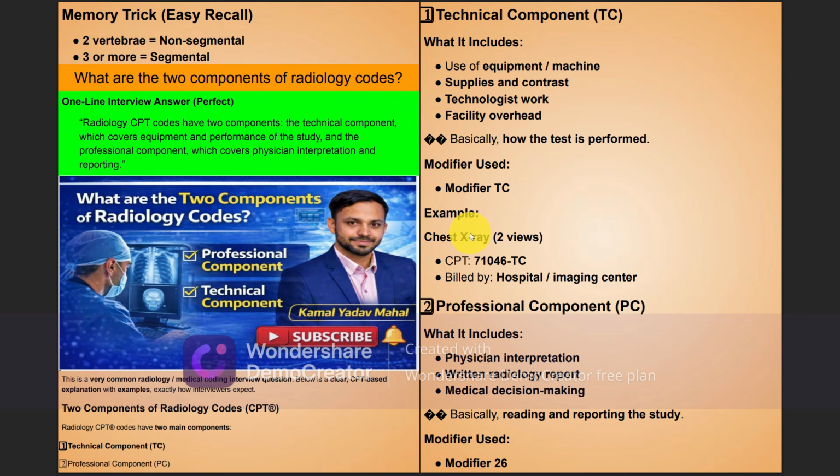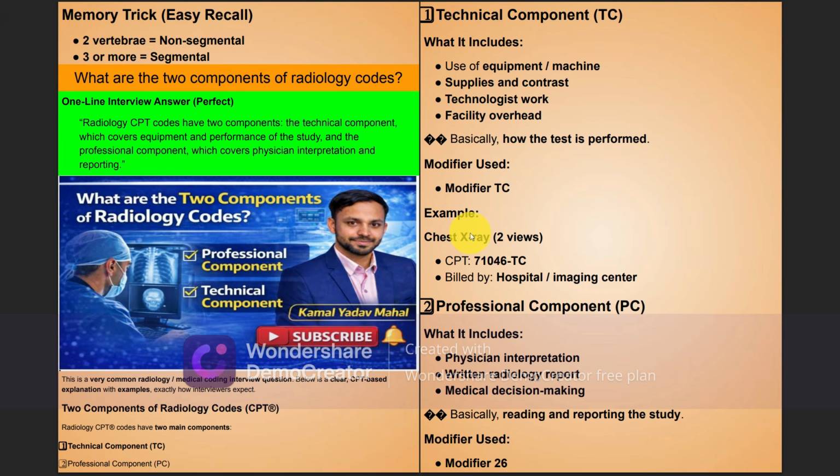So, a memory trick for easy recall: two vertebrae is non-segmental, three or more vertebrae is segmental. So what is the difference between non-segmental and segmental? It is simple, right? You can give an example. Next question is coming: what are the two components of radiology codes?